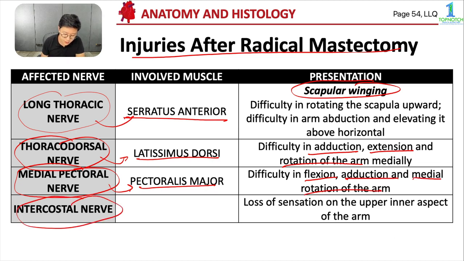If you injure an intercostal nerve, then you lose sensation on the upper inner aspect of the arm, especially if this is your second intercostal, because it has your intercostobrachial nerve.